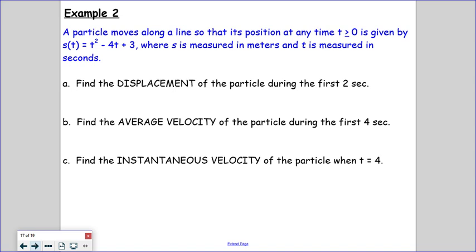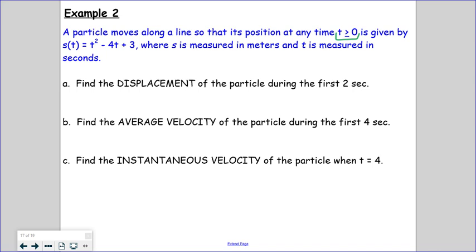Okay. Continuing on, we're switching situations. A particle moves along a line so that its position at any time greater than or equal to 0 is given by s of t equals t squared minus 4t plus 3. I'm going to stop there for just a second. This phrase right here, where time is greater than or equal to 0, hopefully that's going to make sense and be kind of implied.